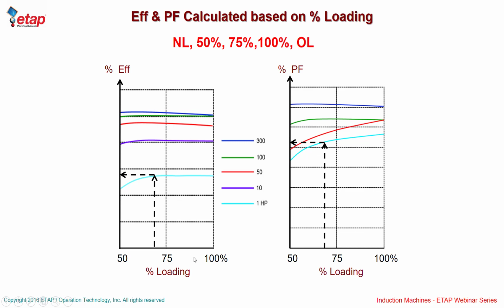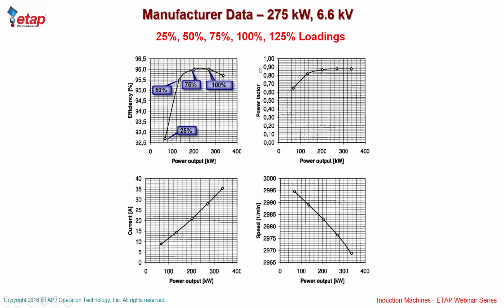These are typical curves that have been published for efficiency and power factor based on different size machines, 1 horsepower to 300 horsepower. In the smaller machines, it doesn't make that much of a difference, but for larger machines, you really want to get the manufacturer data. Here, I have one manufacturer's data for a 275 kilowatt machine at 6.6 kV. It goes at loading 25%, 50, 75, 100, and 125. Those are these values, and the last one here is 125% loading.